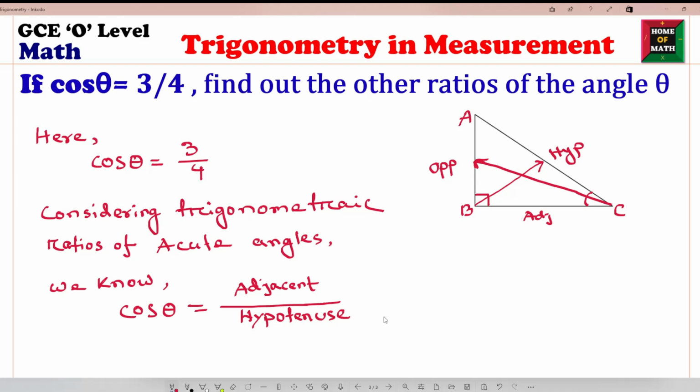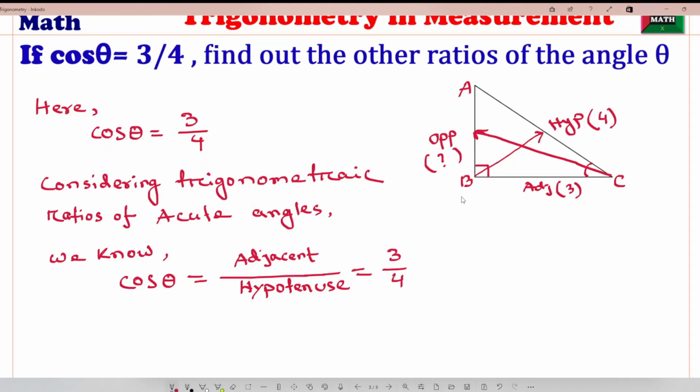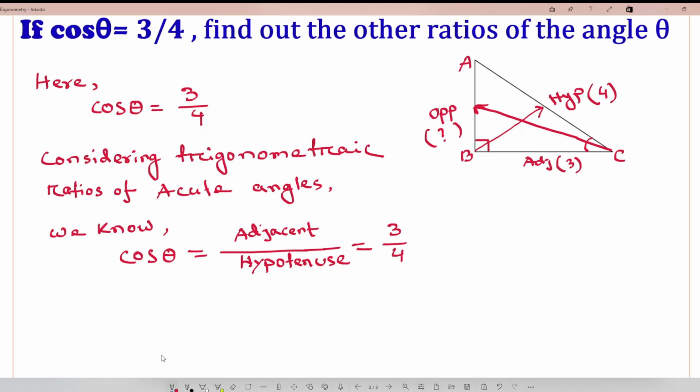So here cos theta equals adjacent divided by hypotenuse. It means 3 divided by 4. So this is a 3 and this is a 4. So what is opposite? First we have to find out the value of opposite.